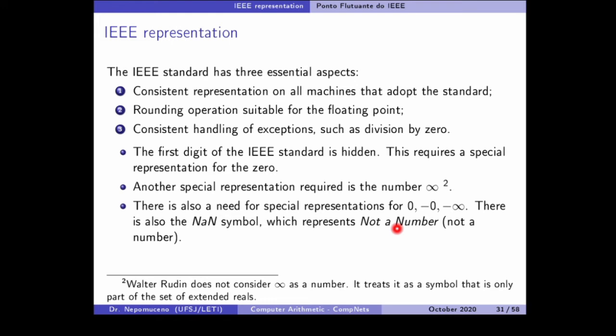The first digit of the IEEE standard is hidden. This requires a special representation for zero. Another special representation required is the number infinity. There is also a need for a special representation for minus infinity. As you can see, it's not so well known, but in a computer you have positive and negative 0. There is also the NaN symbol, which represents not a number, right? This is an important footnote here. Walter Wood does not consider infinity as a number. It treats it as a symbol that is only part of the set of extended reals.